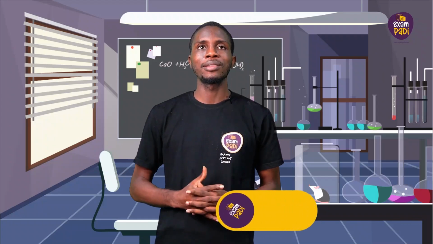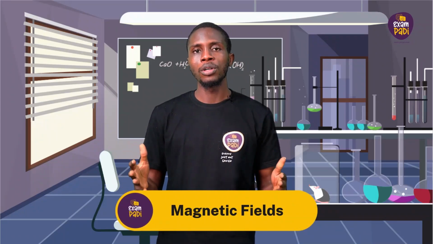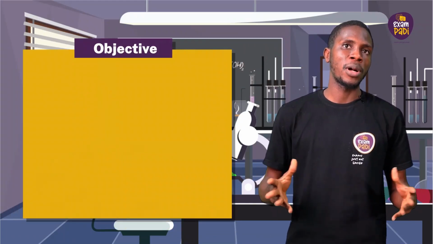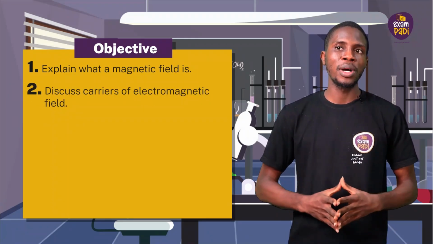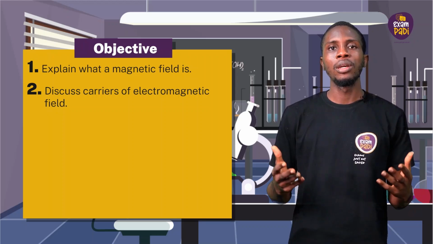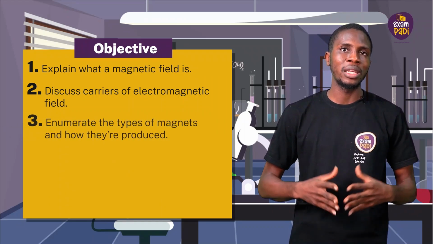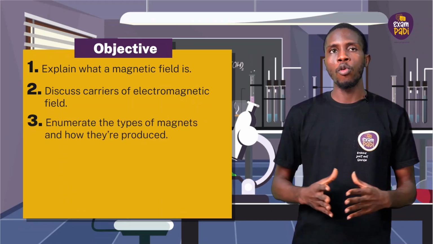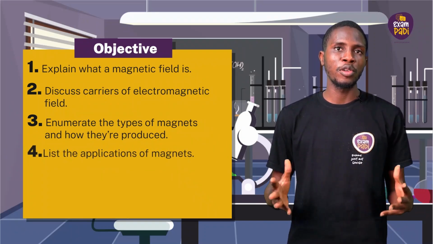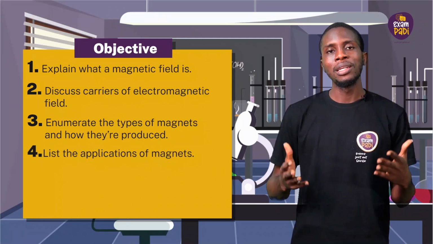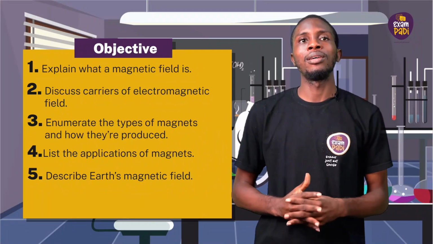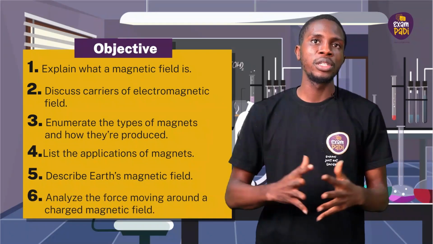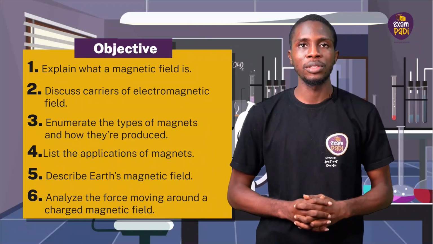Our topic today is magnetic fields, and in this lesson we will 1. Explain the concept of magnetic field. 2. Discuss carriers of electromagnetic fields. 3. Enumerate the types of magnets and how they are produced. 4. List the applications of magnets. 5. Describe Earth's magnetic field. And 6. Analyze the force moving around a charge in a magnetic field.